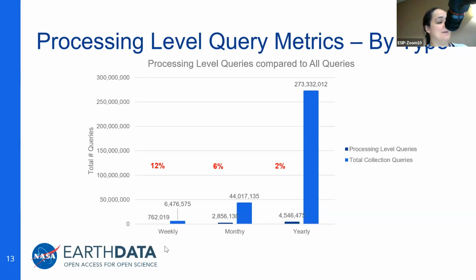So looking at the monthly and the yearly averages for all of our CMR holdings, processing levels only really being used 2 to 6% of the time, which is still a lot of users by number, not a whole lot of users or queries by percentage. And so some of the question is, well, how used is this? Are we going to go by the bare numbers? Are we going to go by the percentage of our total user base? Not quite entirely sure what conclusion to draw.